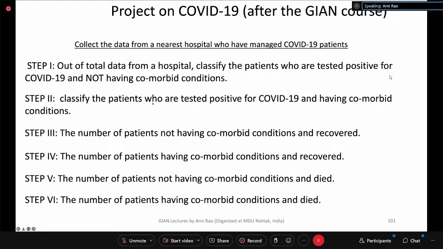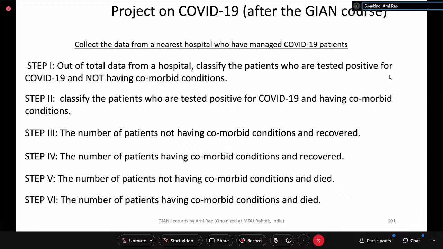Then again, second step: classify the patients. First, those not having comorbid conditions; second, those having comorbid conditions. Third step, patients not having comorbid conditions who recovered. Patients having comorbid conditions who recovered. Step 5, collect the data on the number of patients not having comorbid conditions who died, and those having comorbid conditions who died, for all the categories. And then study the transitions.